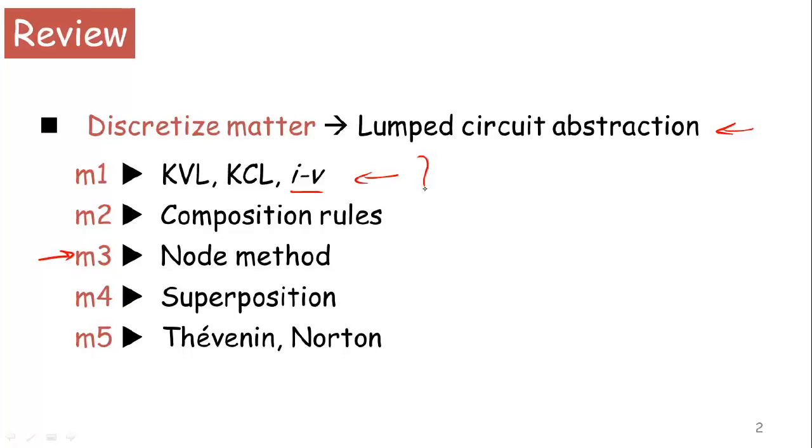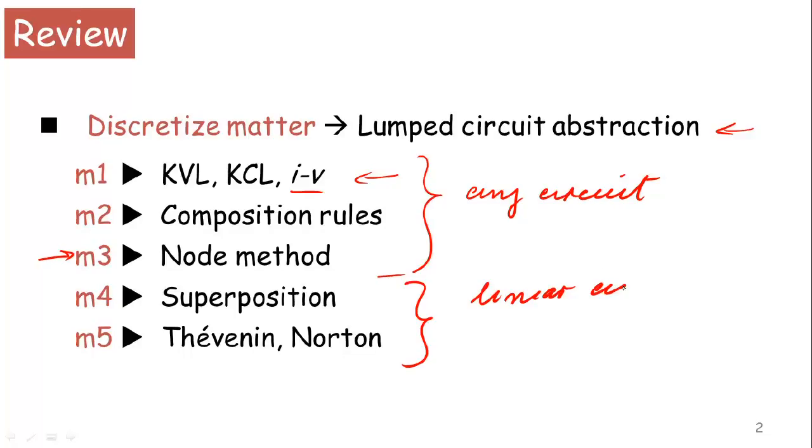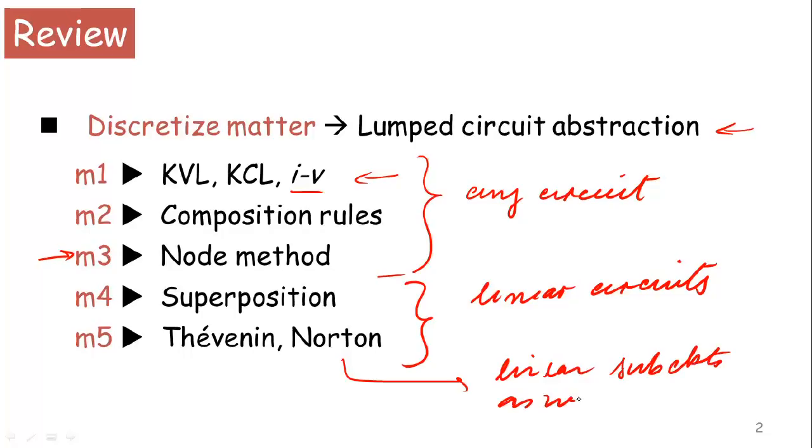Now recall, the first 3 methods apply to any circuit. However, the last 2 methods, the superposition and Thevenin methods, apply to only linear circuits. And so when in doubt, go ahead and use the node method, but the superposition and Thevenin methods are extremely powerful. And what is interesting about these methods is that you can apply them to linear sub-circuits as well.